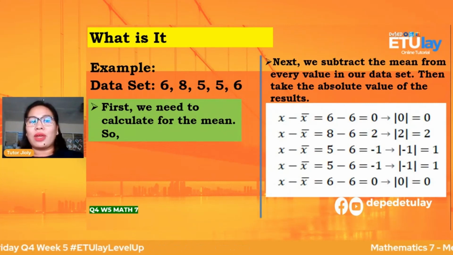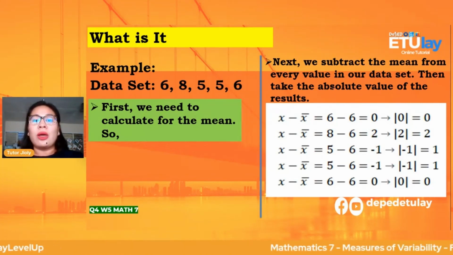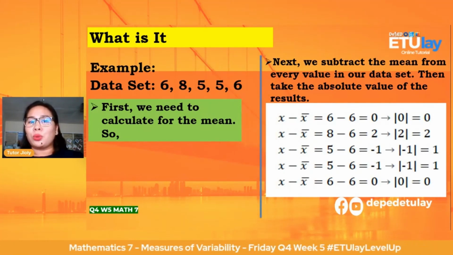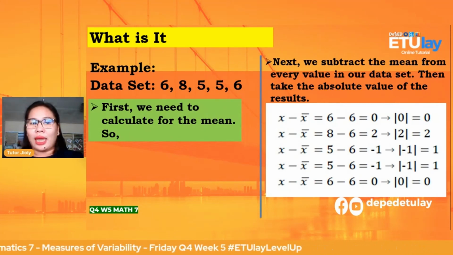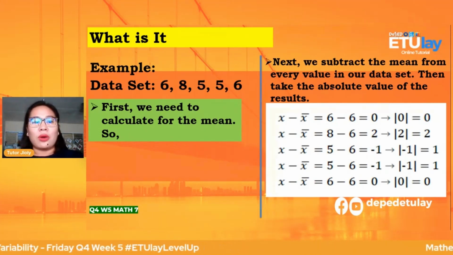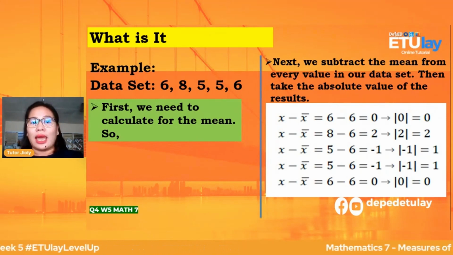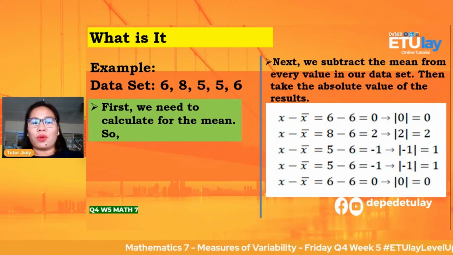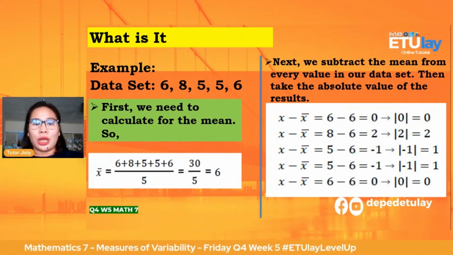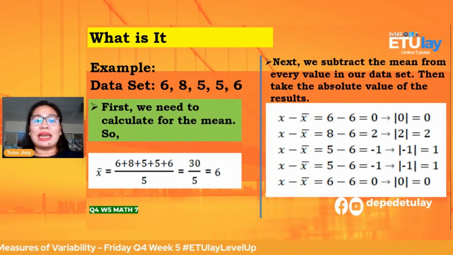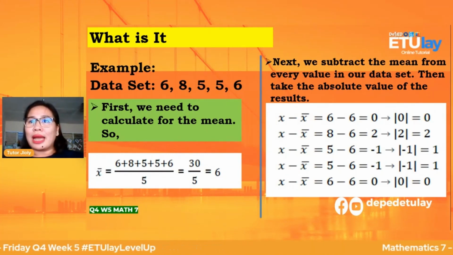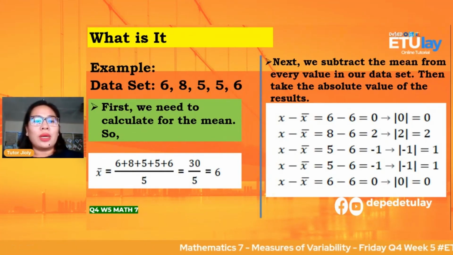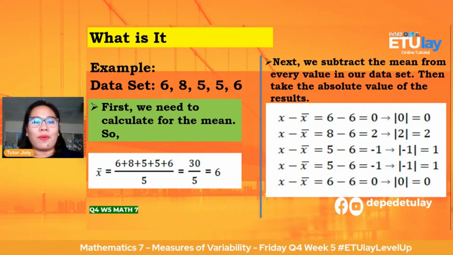Then ngayon, another example to find the average deviation. Bago natin i-calculate yung average deviation, we're going to calculate first the mean. So we have that data: 6, 8, 5, 5, 6. First, we need to calculate for the mean. I-add lang natin lahat ng data. Tandaan mga anak, ungroup pa lang tayo ha, ungroup. So yung data natin, which is 6, 8, 5, 5, 6.